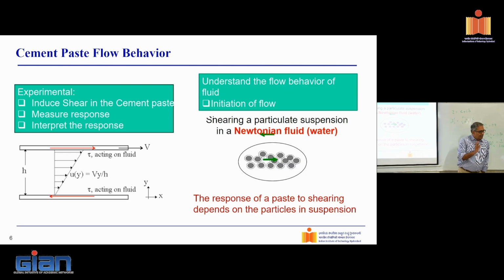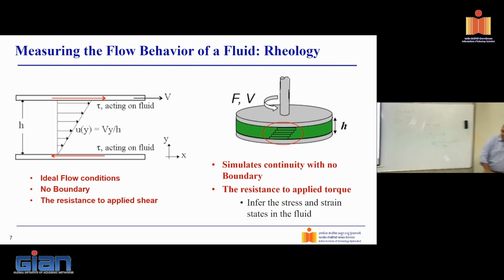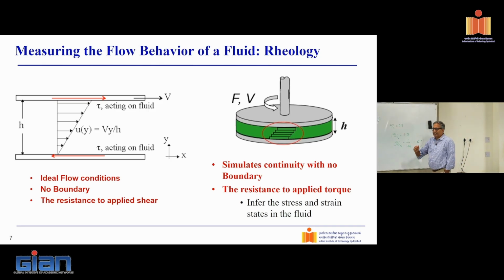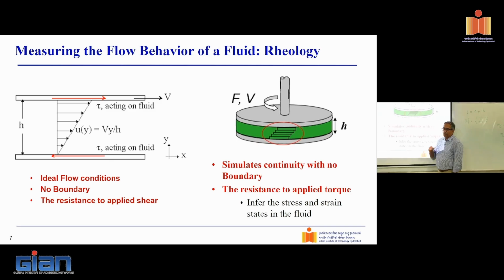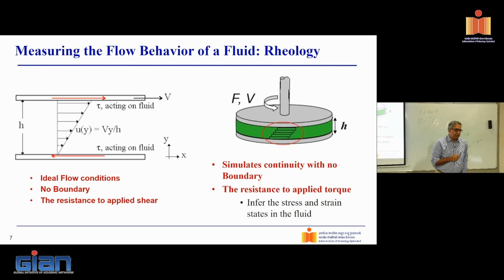Now, the cause and effect we can explore. But more importantly, what we need to understand is how do I create that condition in the lab, this infinite condition? How do I create this ideal, so-called ideal flow condition in the lab of no boundary, so that I can measure the resistance to the applied shear? One clever hack for this is this geometry. It's called the parallel plate geometry.